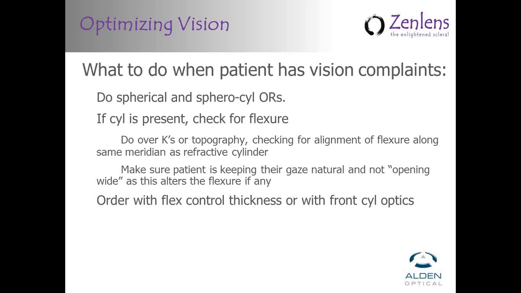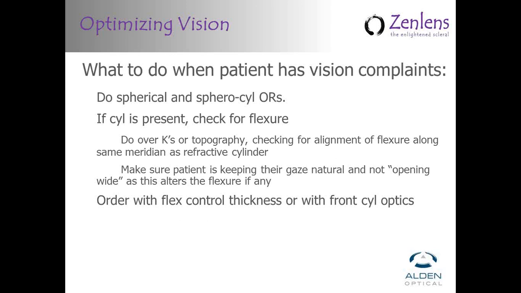You can do Ks or topography over the top of the lens, and then if you do see flexure, then typically you're going to want to order with flex control. That's the easiest thing.